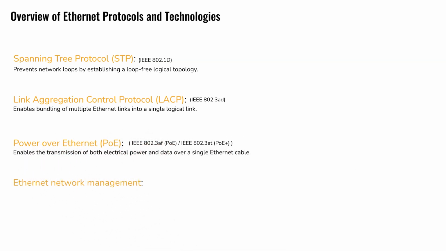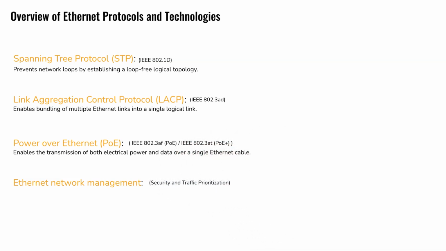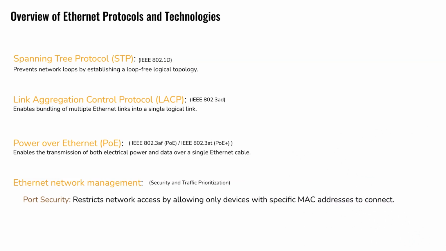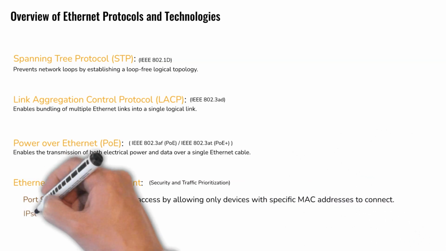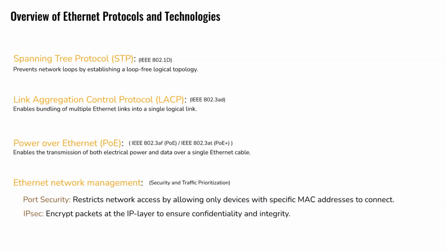Finally, in this section, let's briefly discuss Ethernet network management concepts, focusing on both security and traffic prioritization, to ensure reliable and secure communication. Security considerations include port security, which restricts network access by allowing only devices with specific MAC addresses to connect, and encryption protocols like IPsec, which encrypt packets at the IP layer to ensure confidentiality and integrity.